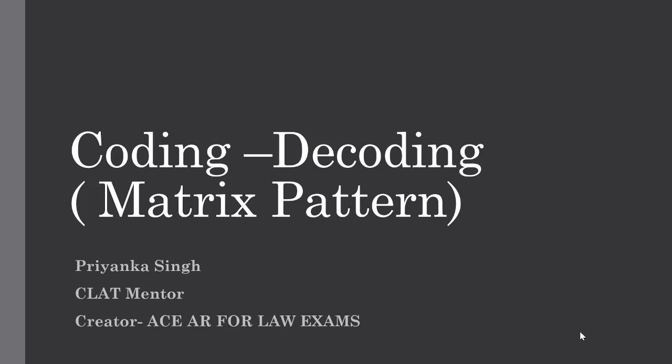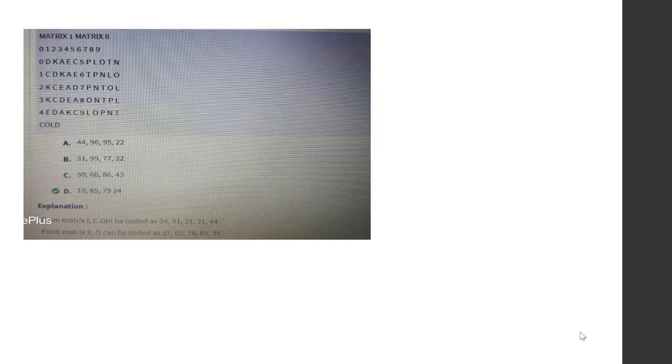Okay, let's get started. What was the doubt? Let's have a look. Okay, so here you can see there's matrix 1 and matrix 2, and you can see the numbers 0 1 2 3 4 5 6 7 8 9 here, then 0 1 2 3 4 here again, and then 5 6 7 8 9 again in between. And you were asked to find out the code for the word COLD. And how to read this matrix?